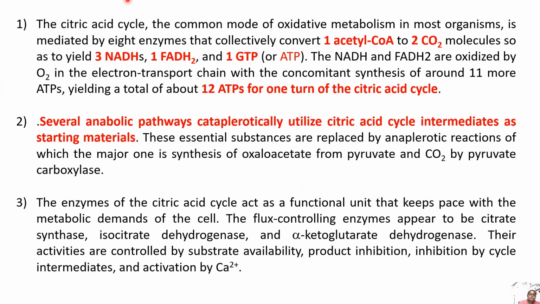The citric acid cycle, a common mode of oxidative metabolism in most organisms, is mediated by 8 enzymes that collectively convert one acetyl-CoA to 2 carbon dioxide molecules so as to yield 3 NADH, 1 FADH2 and 1 GTP or ATP.